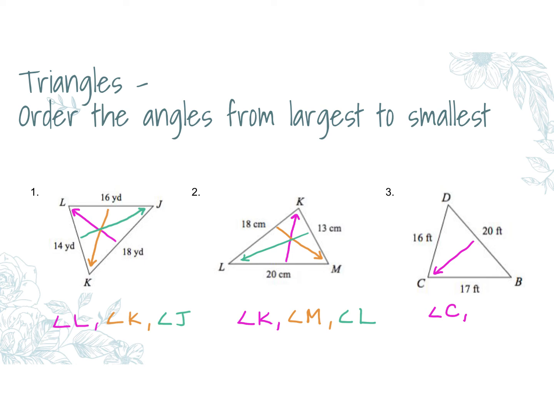Next, I will draw an arrow across from the middle side, side CB, 17 feet, to the opposite angle, angle D. Angle D is our middle angle. And last, I will draw an arrow across from the shortest side, side CD, 16 feet, to the opposite angle, angle B. Angle B is our smallest angle.